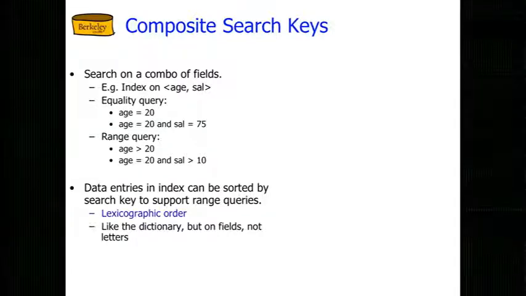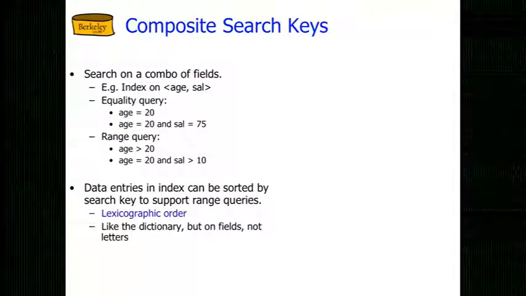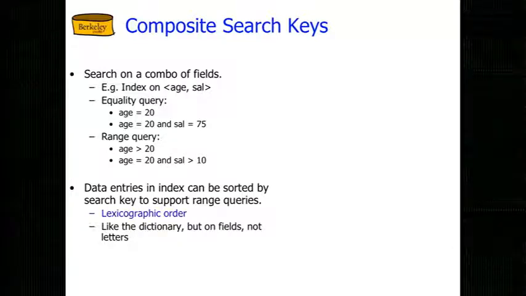right? Age and salary. If the search key was age, salary, and GPA, you could do queries on age, on age and salary, on age and salary and GPA, right? All right. Range queries, you can do a range query on the first field, age greater than 20. Or you can do an equality query on the first field and a range query on the second field. Just like in the dictionary, I can say, I want to find all things that start with a W, and the second letter is bigger than C. That's just a scan through the dictionary, right?